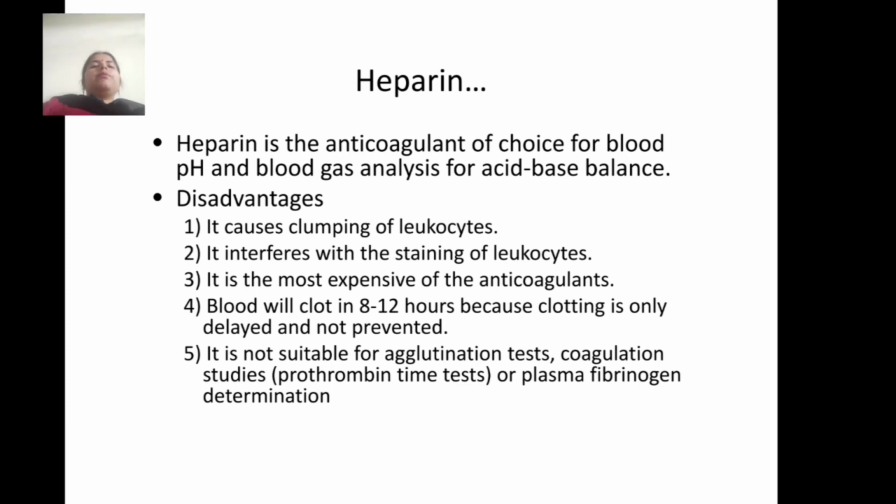It causes clumping of leukocytes. Second, it interferes with the staining of leukocytes. It is the most expensive of the anticoagulants. The blood will clot in 8 to 12 hours because clotting is only delayed and not prevented. It is not suitable for agglutination tests, coagulation studies, that is prothrombin time test, or plasma fibrinogen determination.